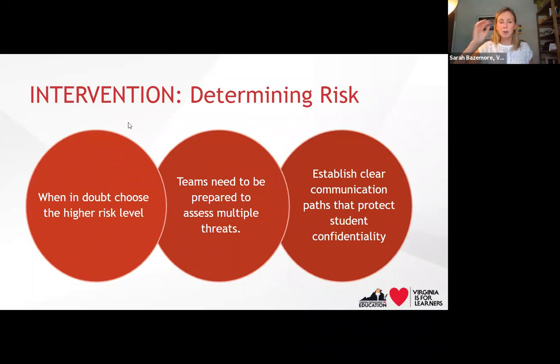So again, when we're determining that risk, it's really important, if you're kind of in between, like, oh, it could be low, it could be high, I'm not sure, to go ahead and go with the higher risk level. Better to err on the side of caution than not.